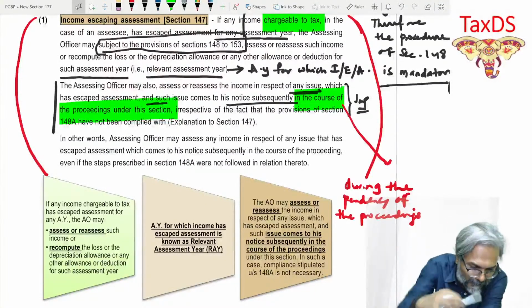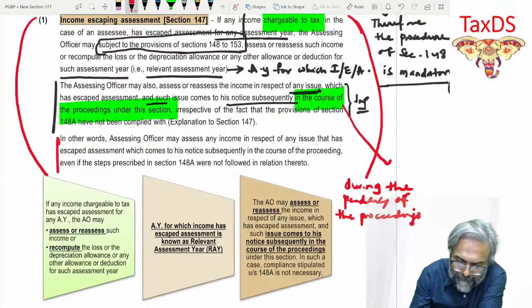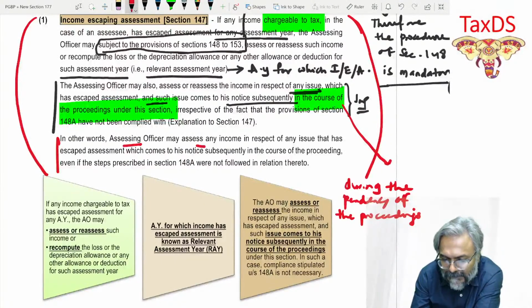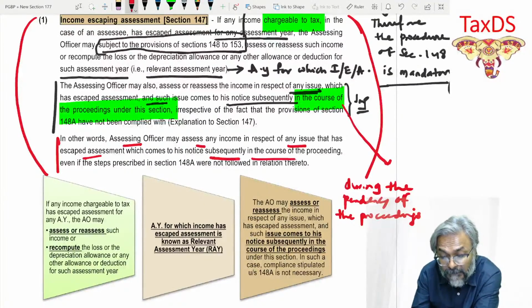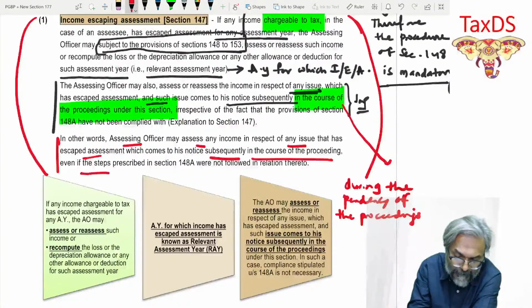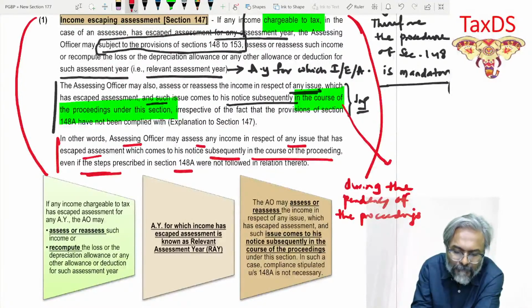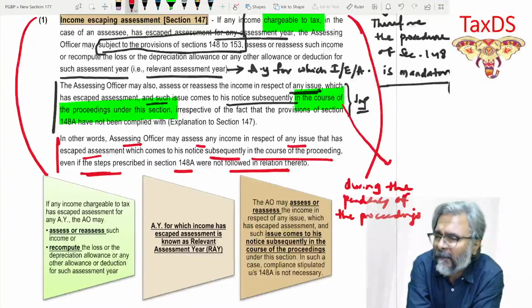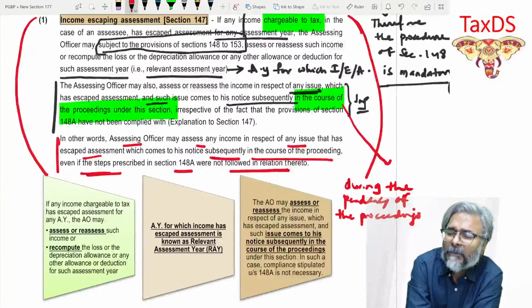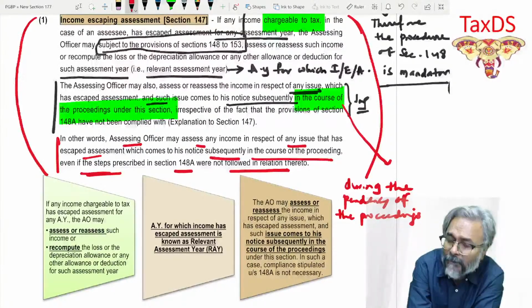Now, in other words, the AO may assess any income in respect of any issue that has escaped assessment which comes to his notice subsequently, that is during the course of the proceedings, means during the pendency of the proceedings of 147, even if the steps prescribed in 148A was not followed in relation thereto. So as I told you, students, some time back, that to do the assessment of 147, you have to follow the procedures of 148 to 153.